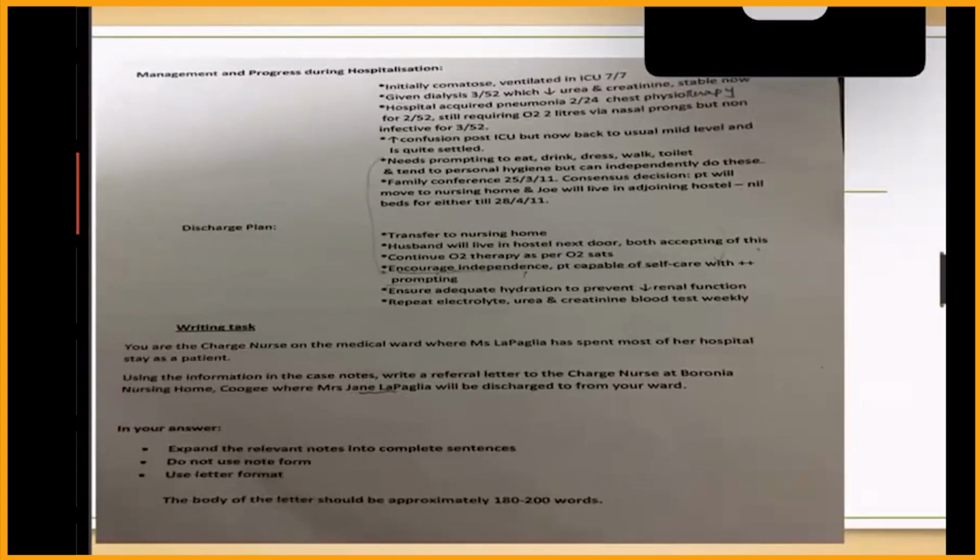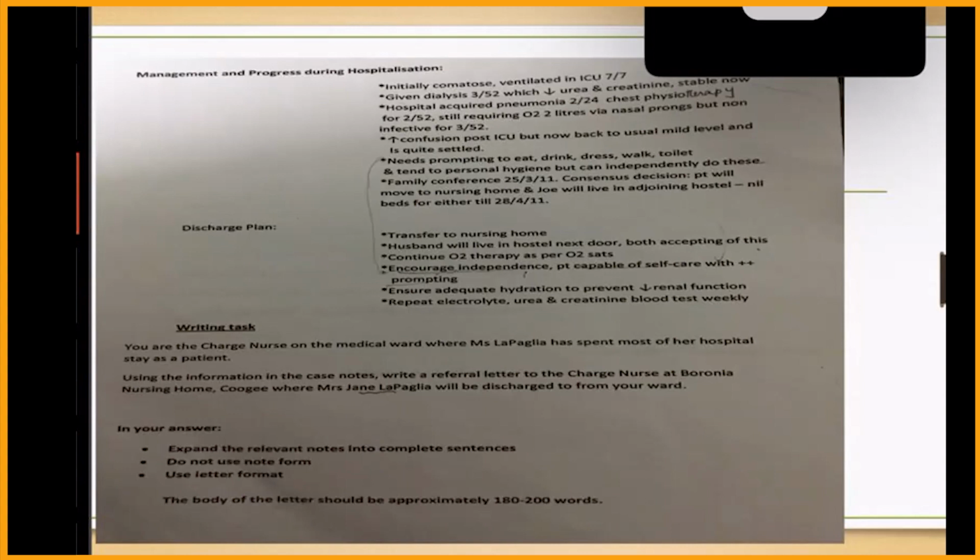Next one. So the initially comatose, we need to add. Then he was given dialysis also, we need to add. What about the ventilated in ICU? Let's go step by step, because here there's a lot of confusion as to what should be selected. So initially comatose, that should be selected. What about the ventilated? I don't think it is important because it is over now, ma'am. It is completed. You can keep this as semi-relevant. There's no harm in writing that.